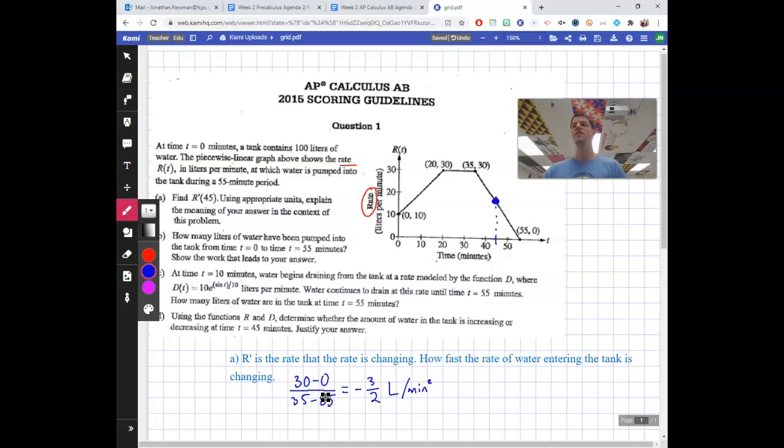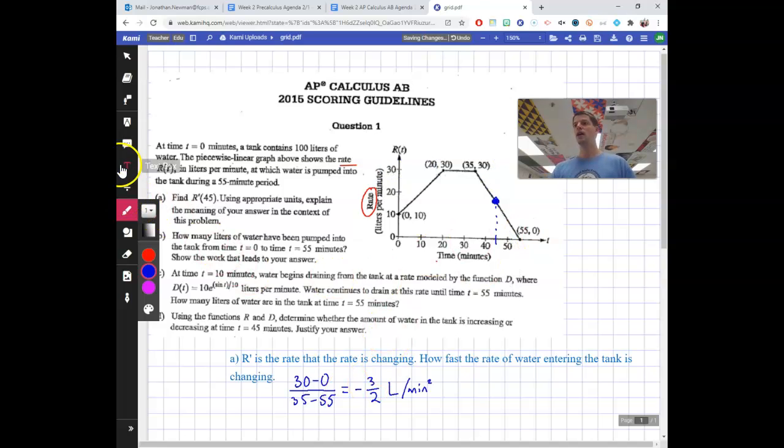This represents how fast the liters per minute is changing, okay? How fast the rate of the water entering the tank is changing. And since it's negative, it's saying that the rate is decreasing, and that makes sense. Up here, this whole time period, it's entering at 30 liters per minute, and it decreases down to 0. So this whole time, that is decreasing. So that answer makes sense.